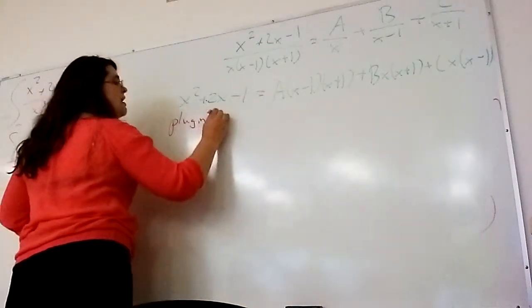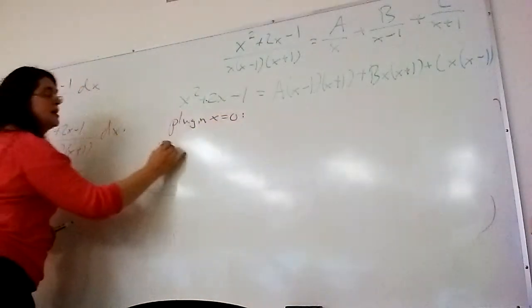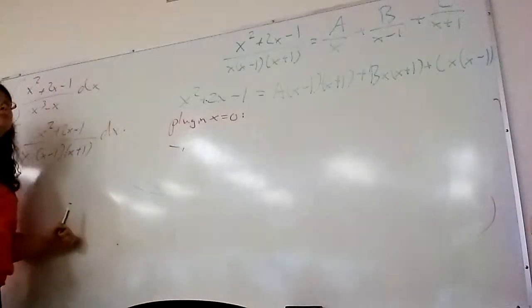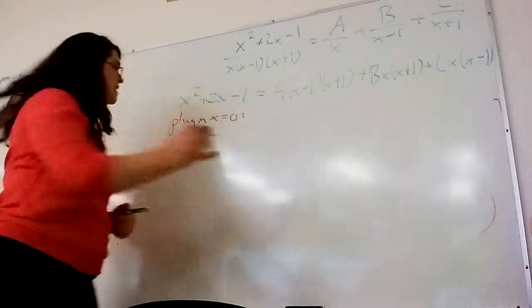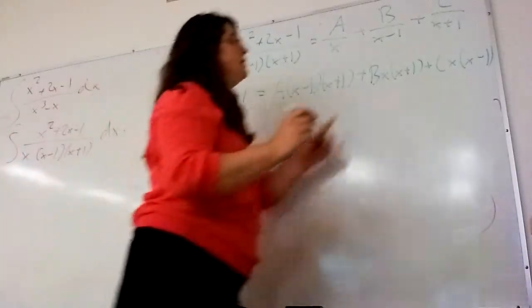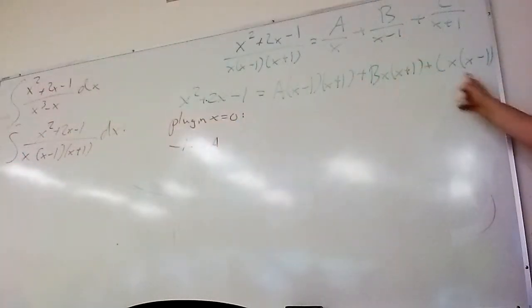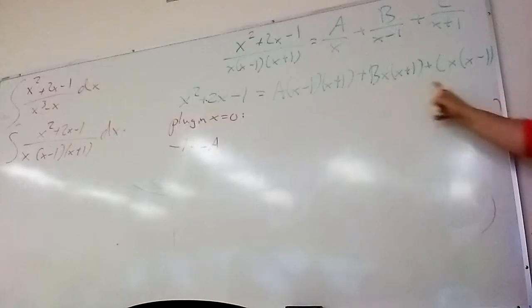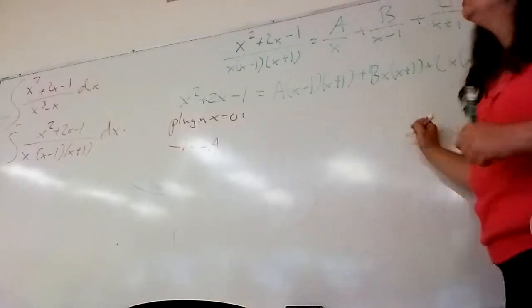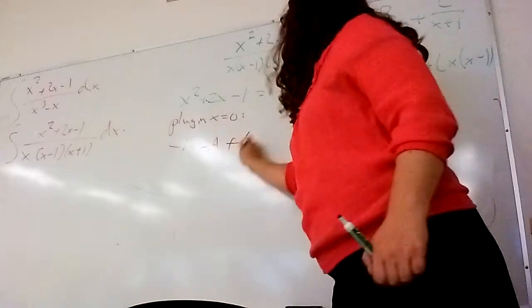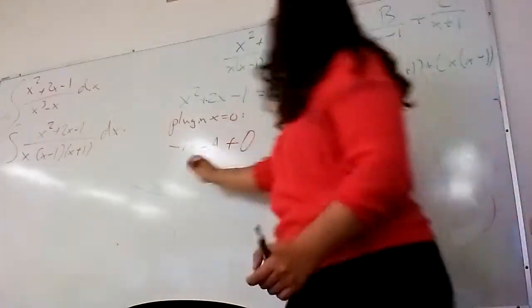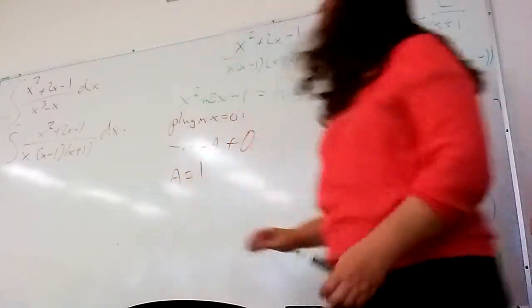So if I plug in x equals 0, the left-hand side will just become negative 1. The right-hand side, this will become negative 1 times positive 1, which is negative 1. So I'll have negative a. And the b term and the c term will both become 0, because they'll both have x's in them. If I plug in x equals 0, this will be 0, this will be 0. So negative 1 is negative a, so a is 1.